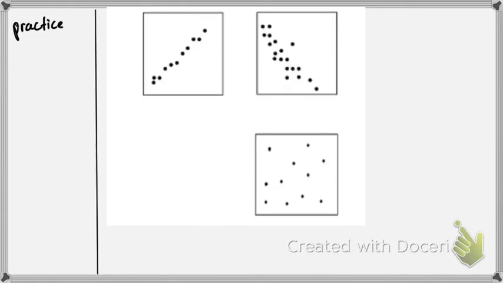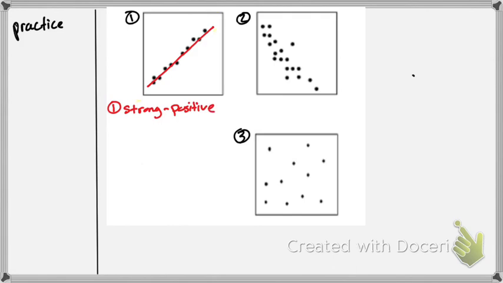Okay, let's do some practice. Let's do these three graphs together. So let's count 1, 2, and 3. For the first one, we can see that it's going up from left to right, and going up from left to right is positive. So I know it's going to be positive. If I drew a trend line on this graph, we can see the points are really close to that line. So that's going to make it a strong positive association. So number 1 is strong positive.